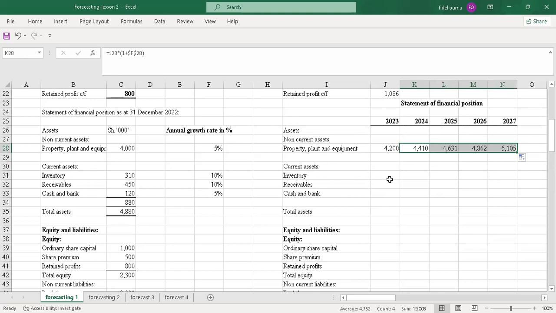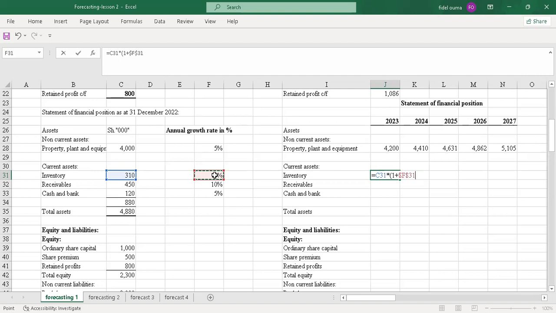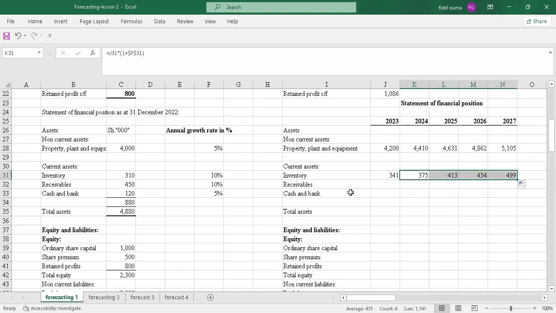Then I'll go to current assets. I'll start with inventory. Inventory was 310, and there is a growth rate of 1 plus the percentage growth rate, so 10%. I lock it. Then I come to the second one, I'll take 341 and multiply by 1 plus the growth rate, which is 10%, and lock it also. Enter. Once I enter that, I just drag all through.